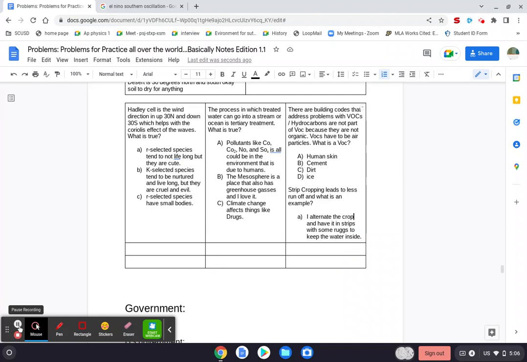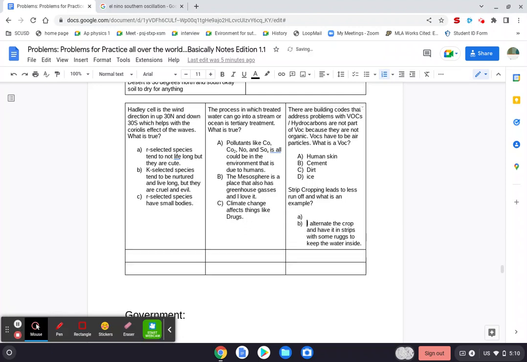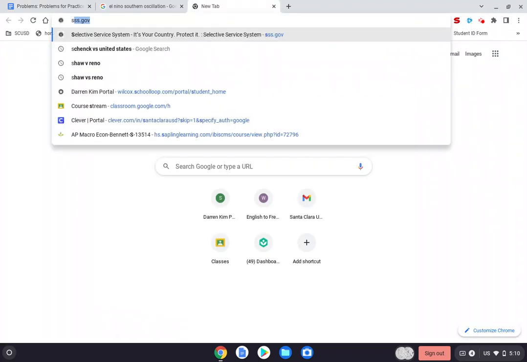That's sure. So apparently CO2 gets greenhouses all over the place, so don't even try that one. Returning, no way. I didn't know that either. So I believe that's the right answer, if I'm not wrong, is strip cropping.